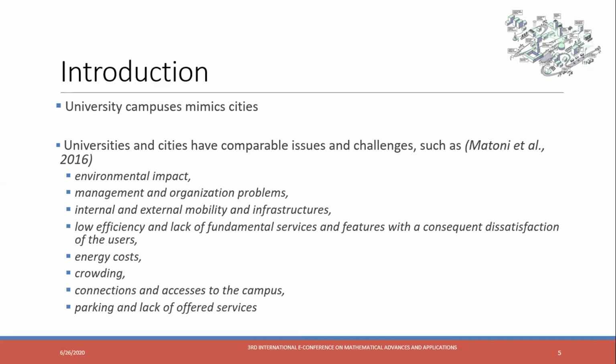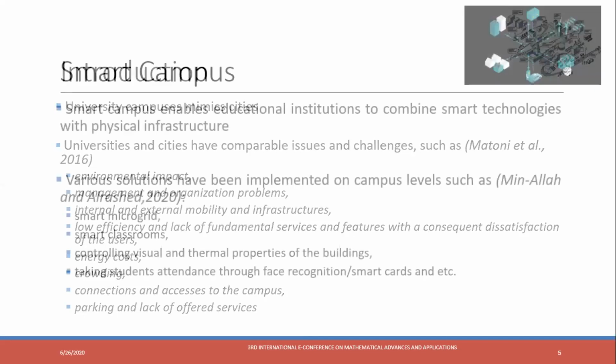So for all these reasons, the smart city model is suited to be transformed to the smart campus model. This is also a good solution to face the challenges and issues, to apply the smart concept to the university campus, to create the idea of the smart campus concept.